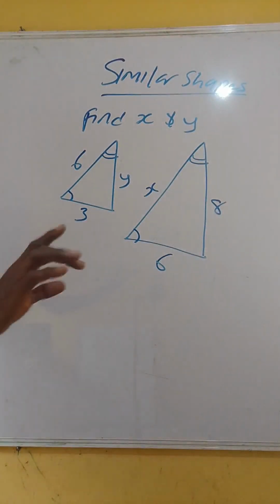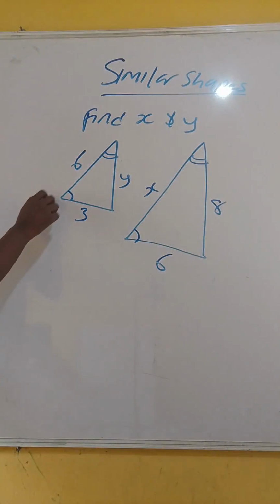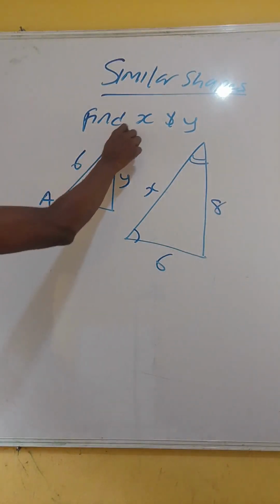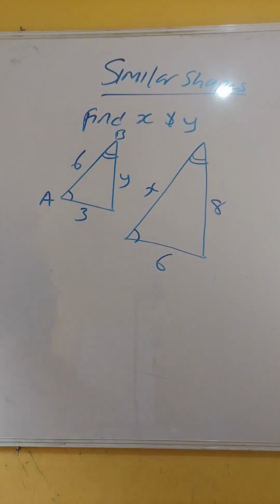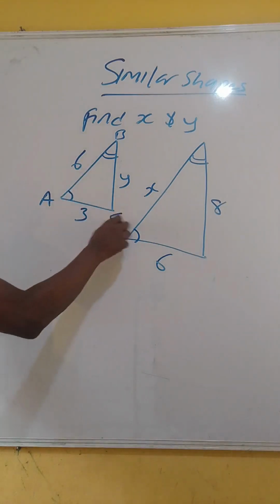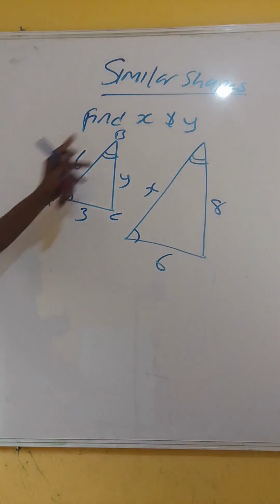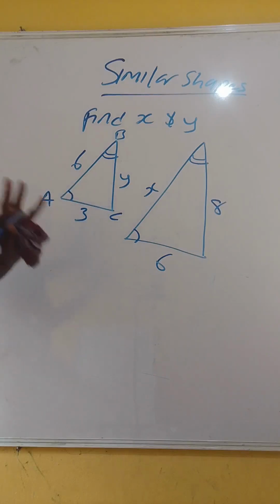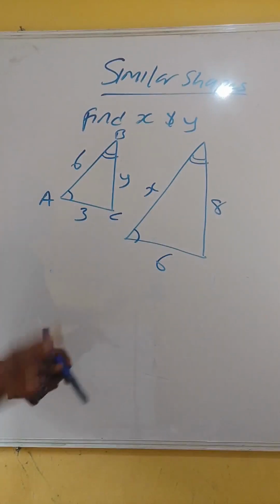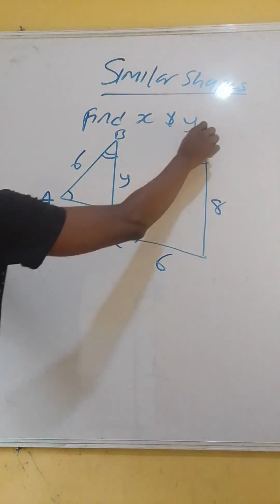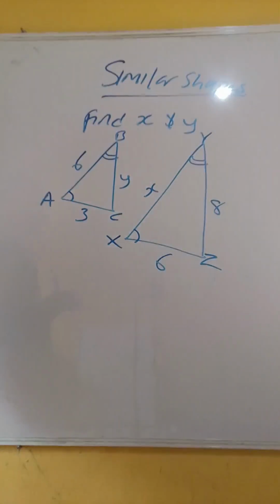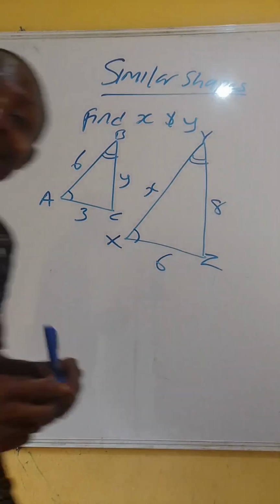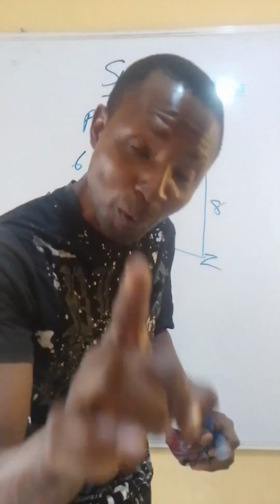So now, looking at this shape, label the vertices. This is a vertex. This is another vertex. Then this is another vertex. So A, B, C are vertices of this particular triangle. So we now have triangle ABC. Now this one also, label the vertices X, Y, and Z.